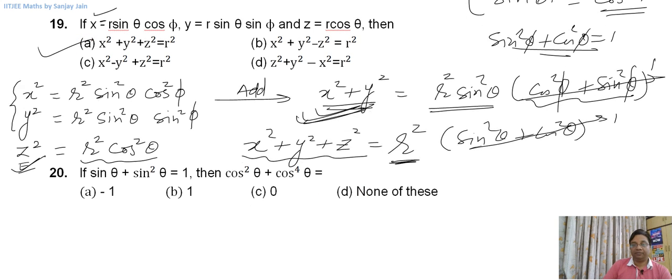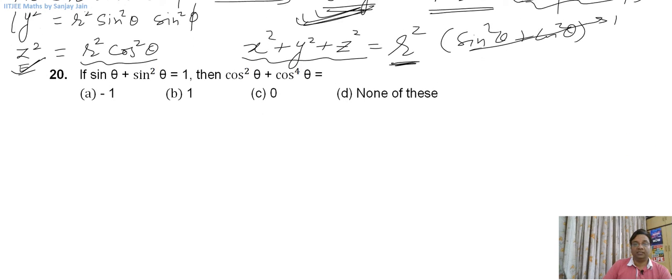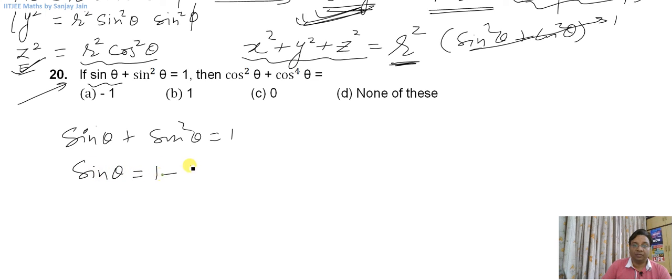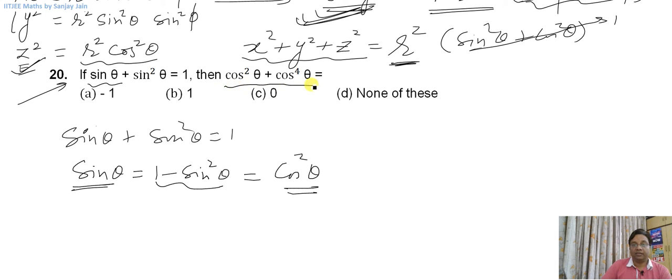Let us attempt this last question, because I think these many questions are enough for you to understand the fundamentals that I've taught you. So sine theta plus sine square theta is equal to 1. So what can I deduce from this? That sine theta is equal to 1 minus sine square theta. 1 minus sine square theta is equal to cos square theta. So sine theta is equal to cos square theta, and this is what I require, right?